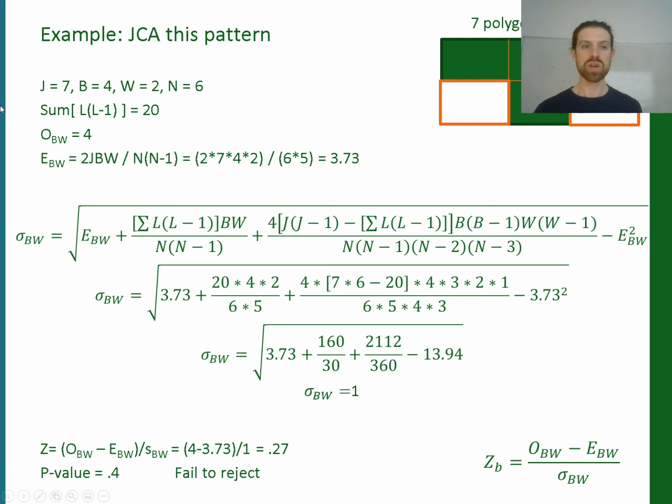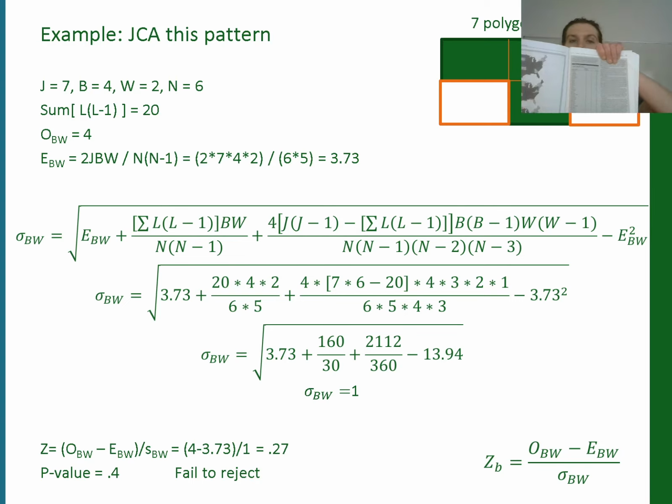Okay, so if we look over here, we actually have the joins. We have 7. We have the number that are black, obviously that's 1, 2, 3, 4. The number that are white, which is 1, 2. And we have the total number of samples, which is just the black plus the white. Okay, so that's 6 in total, 4 plus 2. So very simple. Then we need to get this L, this is the sum of L multiplied by L minus 1, okay? So there's a way for you to kind of understand what we're doing here.